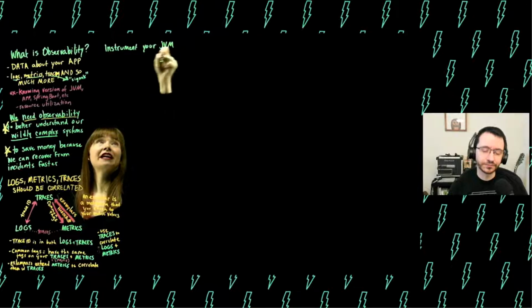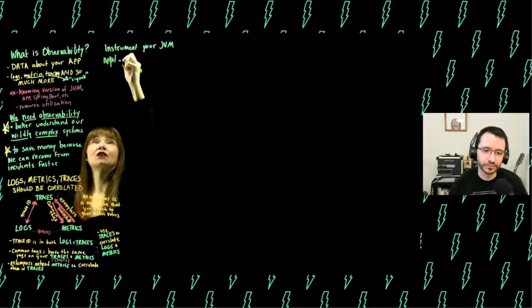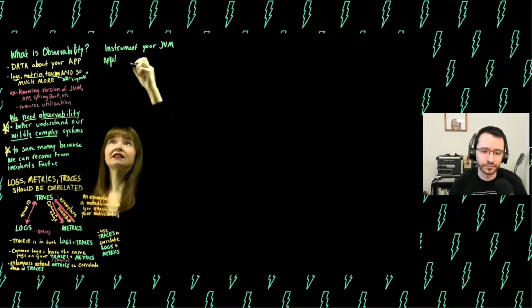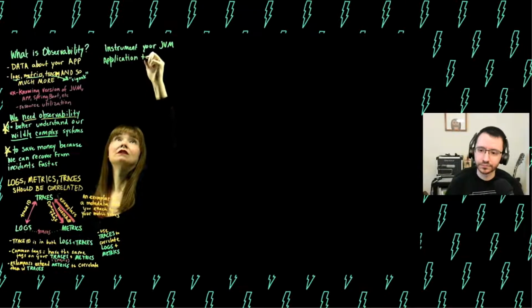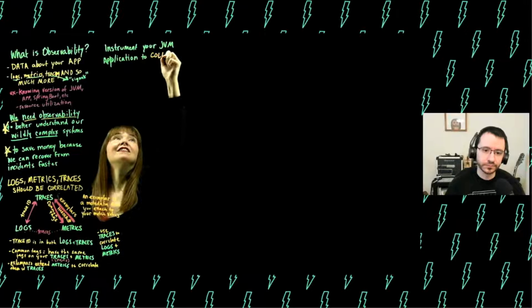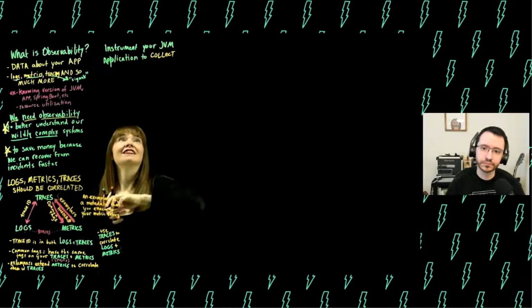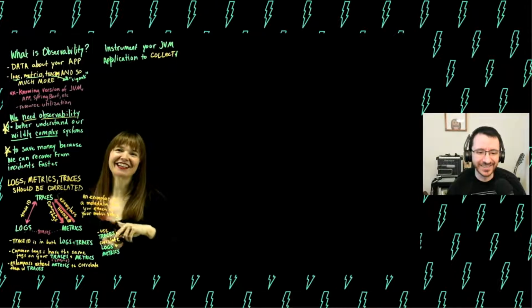So basically, when you instrument your JVM application to collect and correlate logs, metrics, and traces. Yes. Okay. Cool. All right. How do we do that? It should be simple. I want a one-line answer.